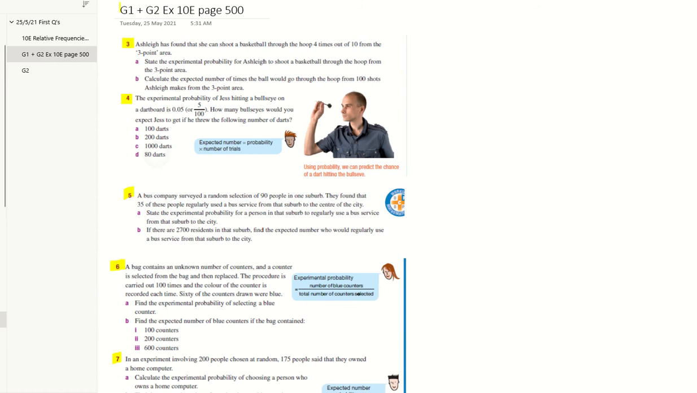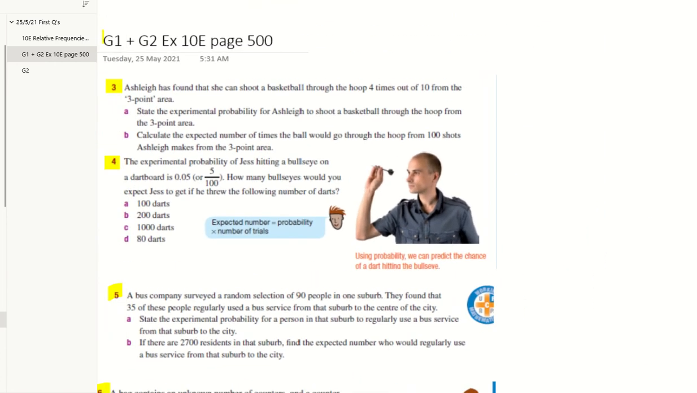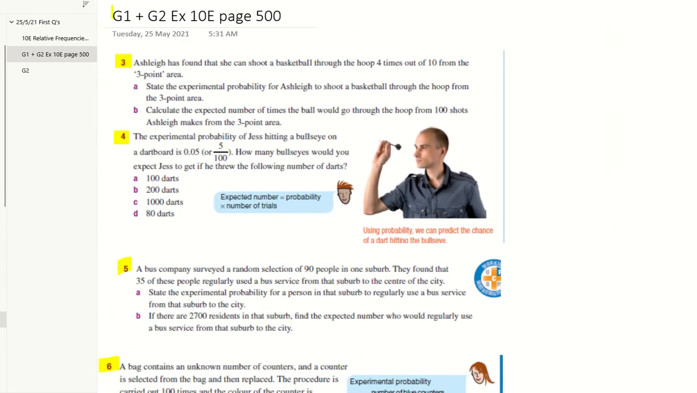All right, so then the first thing you want to do is these first, I think, 3 problems. So looking over here, it's about basketball. Ashley has found she can shoot a basketball through the hoop 4 times out of 10. So the first thing you need to do is write down the experimental probability. So write 3A in your book and then we want the how many experimental probabilities.